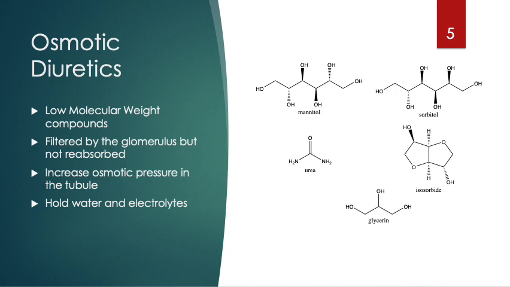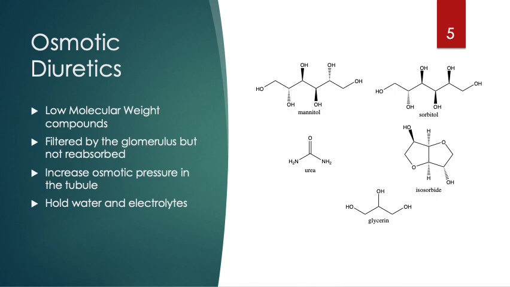Some of the molecules that are shown here have a lot of things in common. The first thing that they have in common, beside urea, is the fact that they are polyols. They have multiple hydroxyl groups, which allows them to be water soluble. As you can see, they are also low molecular weight compounds, which allows them to be filtered.